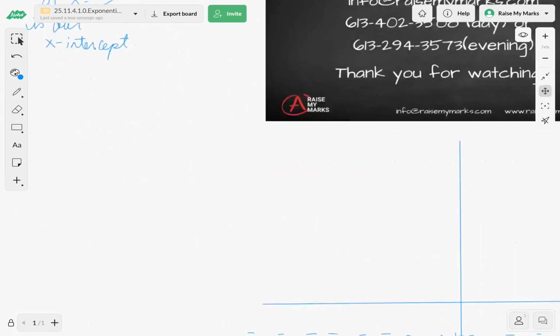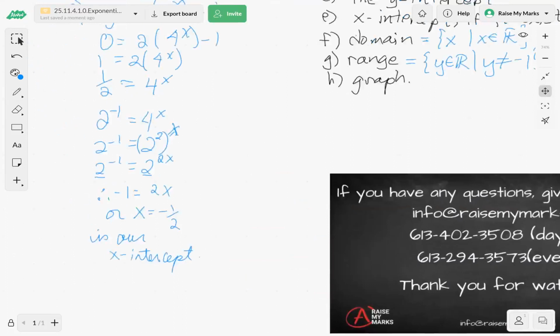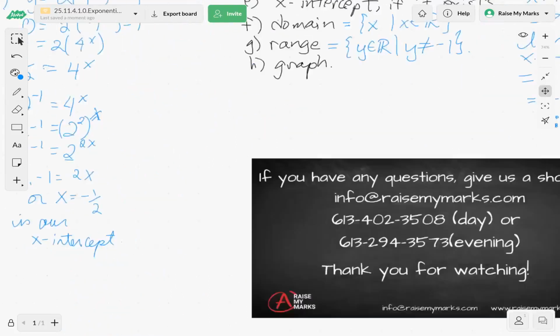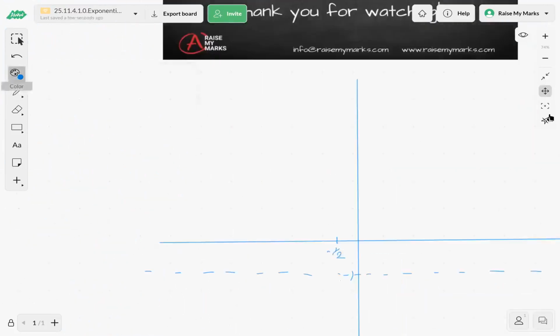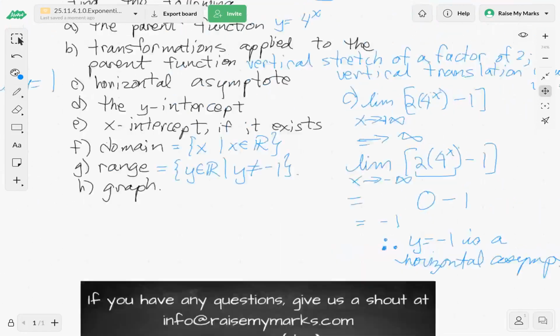Okay, so next, let's put on all our key points. Our x-intercept is -1/2. Let's say that's right there. What's our y-intercept? Let's go back up and find our y-intercept. Y equals 1. That's our y-intercept. Okay. Now we need to join the dots and see what happens.